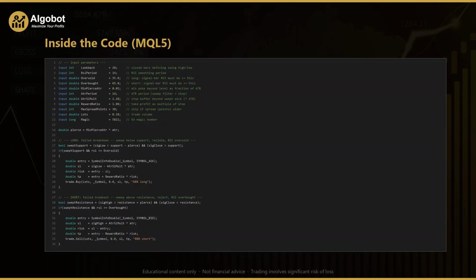The short block is the exact mirror. sweptResistance is true when the signal bar's high is above resistance plus the buffer, and the close is back below resistance. With our RSI at or above overbought, the strategy sells at the bid, sets the stop just above the signal bar's high, and places the target the same reward-to-risk distance below entry through trade.Sell.